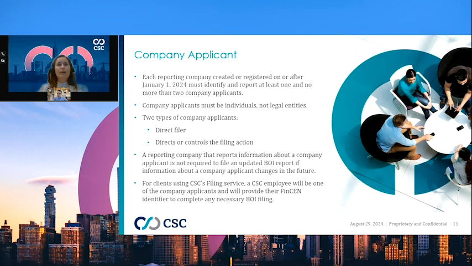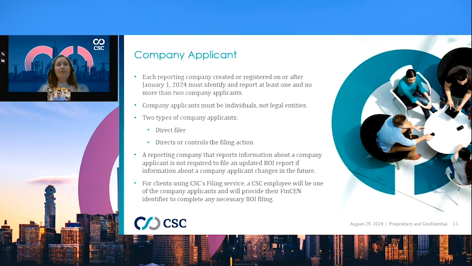We'll talk more about updates to BOI reports shortly, but for now, it's helpful to know that once a company applicant's information has been reported, there is no need to update this information if any of the company applicant's personal data changes.